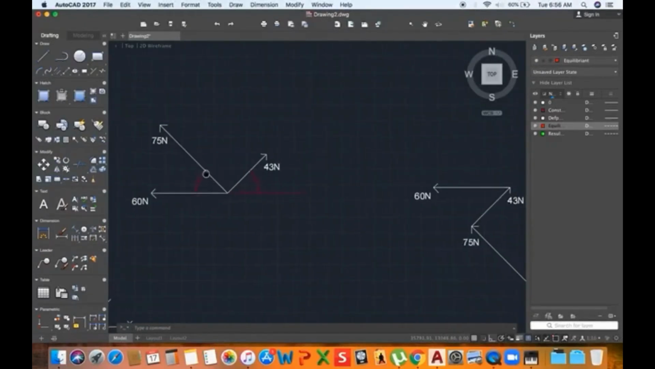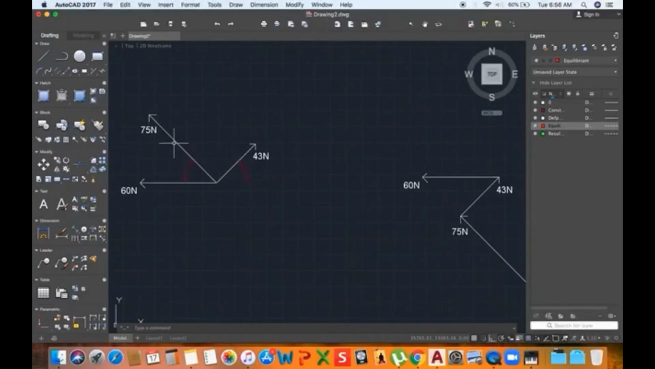Now let's double check to see if everything is okay. So we started with this force. Yes, it's going in that direction. Then we went to the second force, which is going in this direction. Then the third force, this direction.